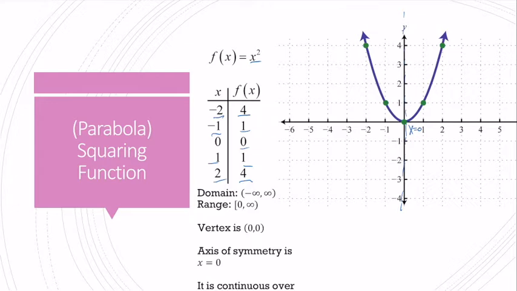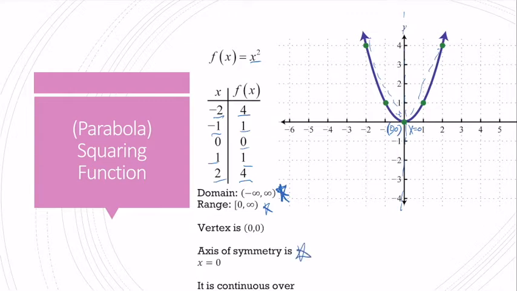The domain of this function is from -infinity to +infinity. This is an important thing to memorize. This is the domain for all quadratic functions. What changes when it comes to a quadratic function is the range. The vertex of this function right here is our origin. Our vertex is where our slope changes from decreasing to increasing, or vice versa. It has an axis of symmetry, and it is continuous over its domain.